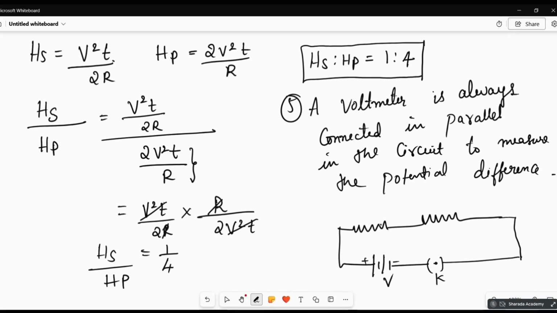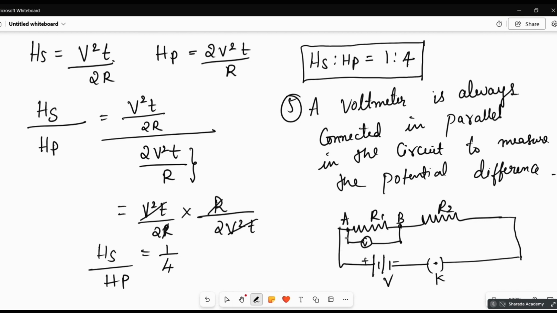Now this is R1, R2. I want to measure the voltage across R1, across points A and B. So what I will do, I will put the voltmeter like this, in parallel. Wherever I want to find the voltage, there I will put it in parallel.